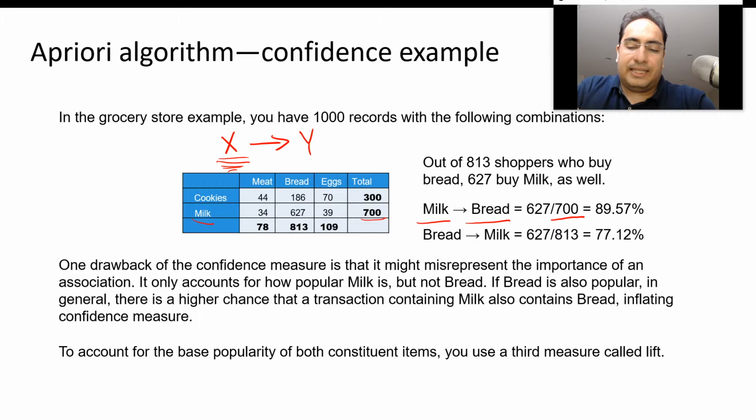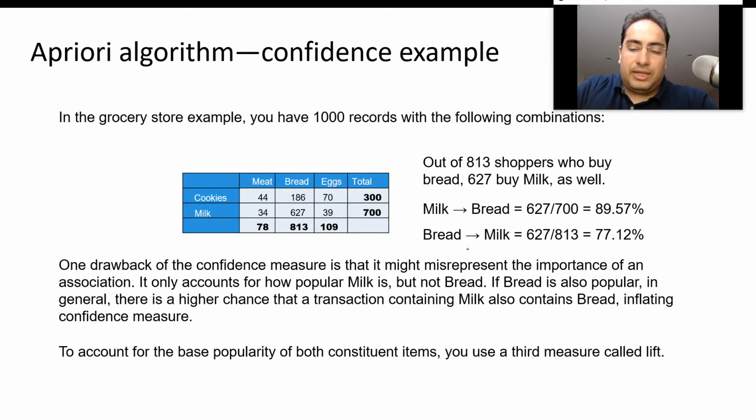We put it there in our formula, and then we find out how many times milk and bread were bought together, and that's 627 times. So we put that here. In total, we have 89.57% confidence that when someone buys milk, they also buy bread, which is almost 90%, a very good confidence level. What about the other way around? Can we say that when people buy bread, they also buy milk?